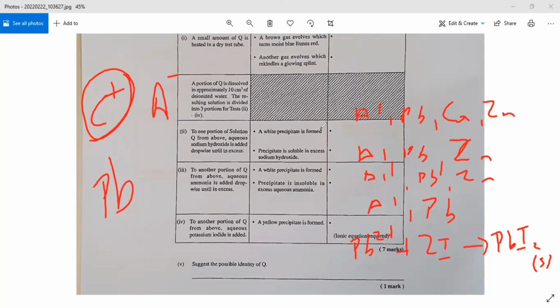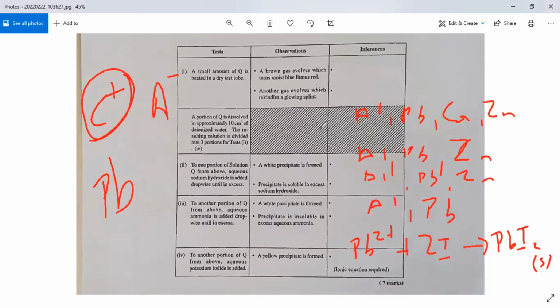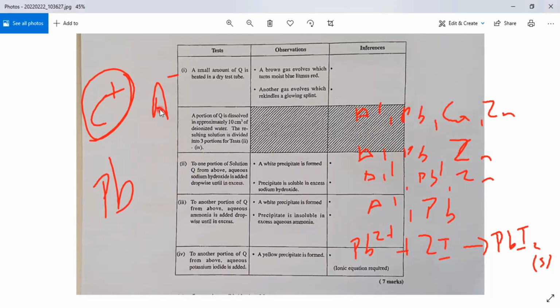Now, if you look in this table, you realize that there was only one anion test. Everything down this section, where's the spotlight? Everything down here has to do with cations. Everything here. So the only thing in this really that tells you about an anion is up here. Now, a brown gas was formed, and we have identified that brown gas as NO2.